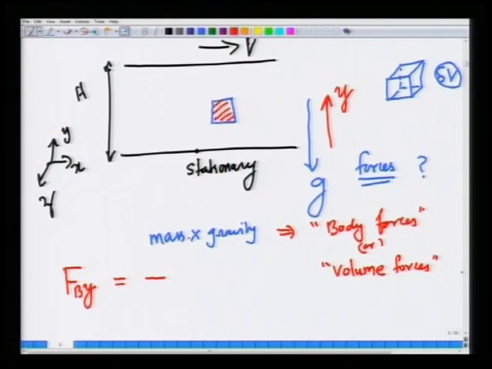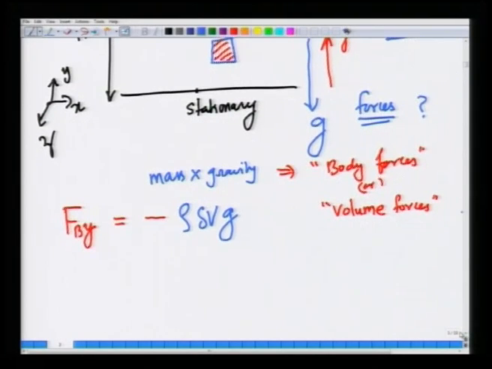Mass is density of the fluid times the infinitesimal volume we are considering, times the magnitude of acceleration due to gravity, which is 9.8 meter per second squared in SI units. Okay. So, this is the force that is acting on this volume element due to acceleration due to gravity. Such forces are called body forces or volume forces.